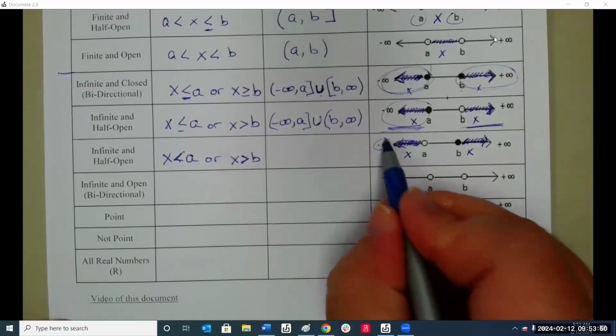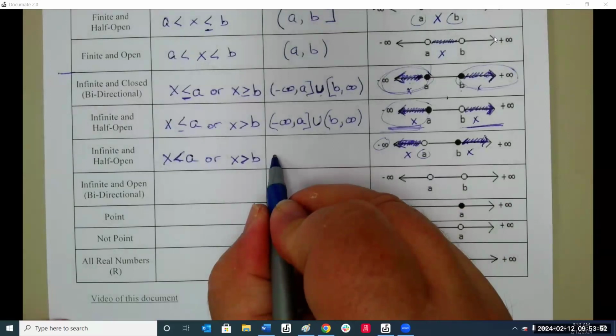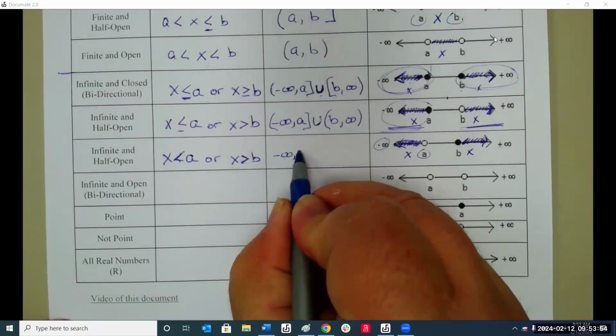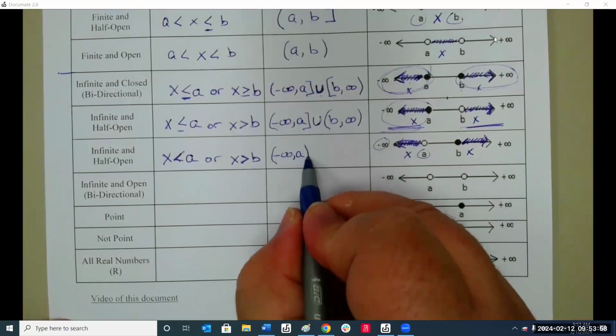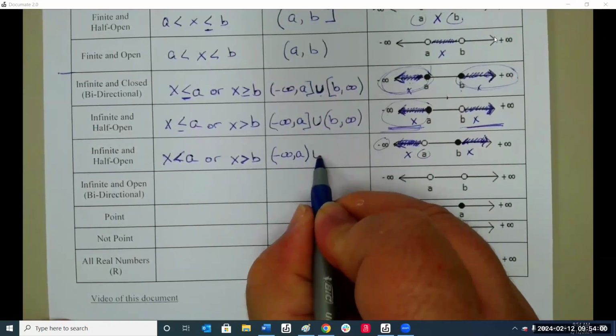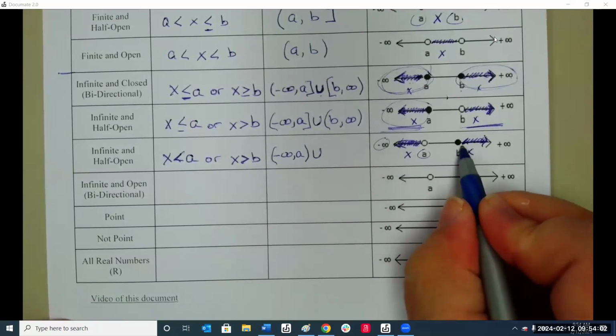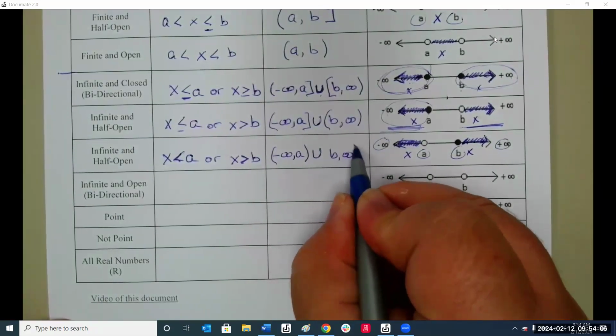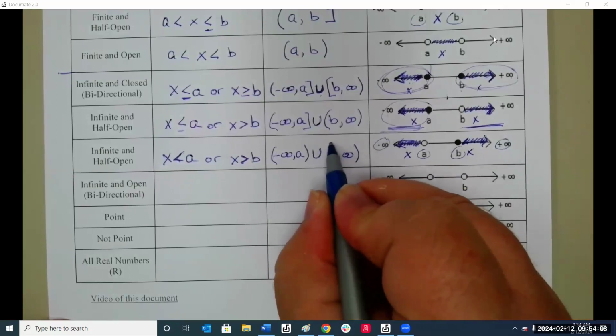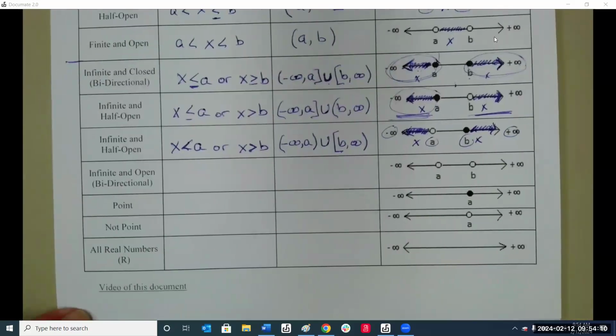So the endpoints are negative infinity to a. A is open, so it's a parenthesis. Union from b to infinity. B is solid, so it's a bracket.